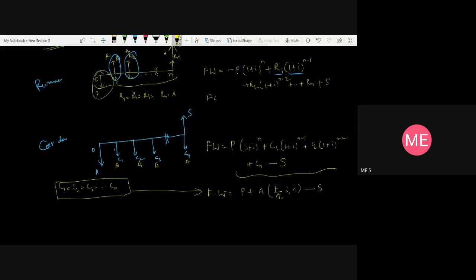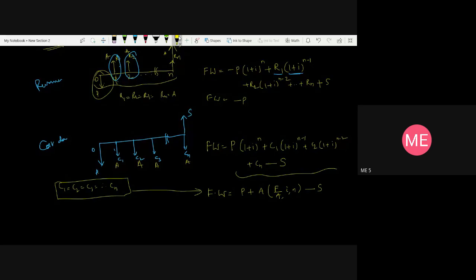So if you have it like this, it means all are equal, C1 is equal to C2 equal to, and so on, Cn, then I can use the future worth calculation as P plus A into (F/A, i, N) minus S. Similarly, in the revenue case, if R1 is equal to R2, R3, and so on, Rn, all equal to, say, A, then we can write the future worth equation as minus P into (1 plus i) to the power of n, plus A into (F/A, i, n), plus S. So this is how we can use the future worth equation in the calculations.